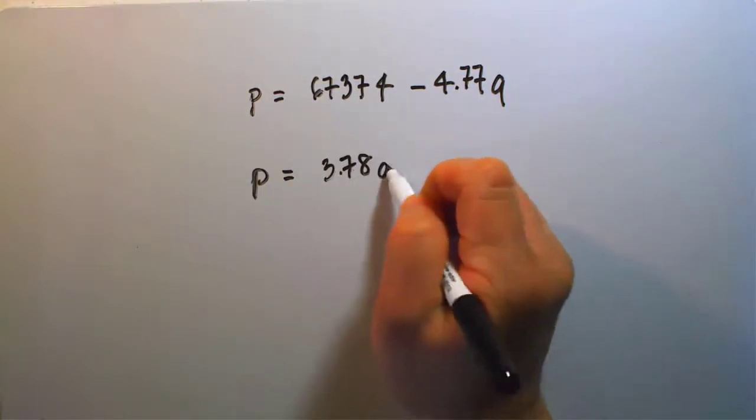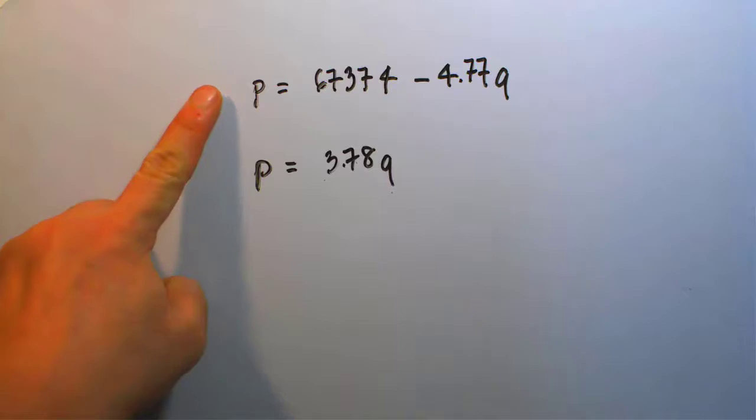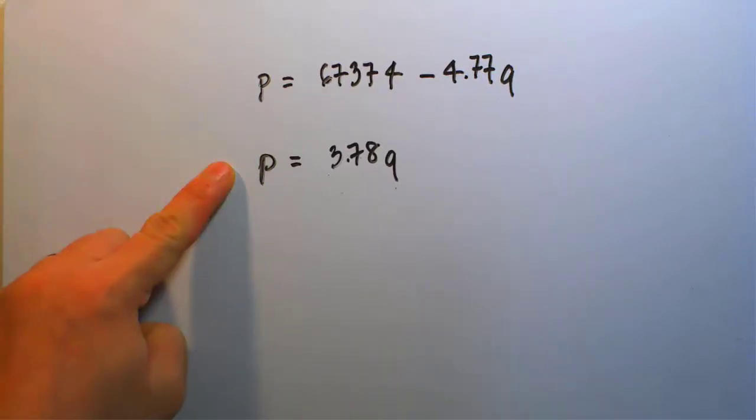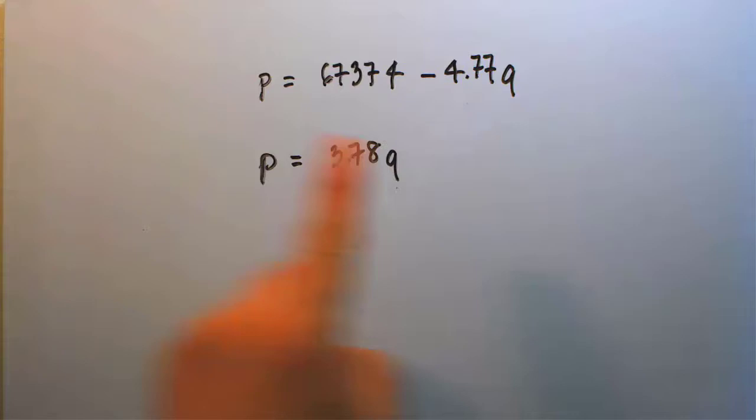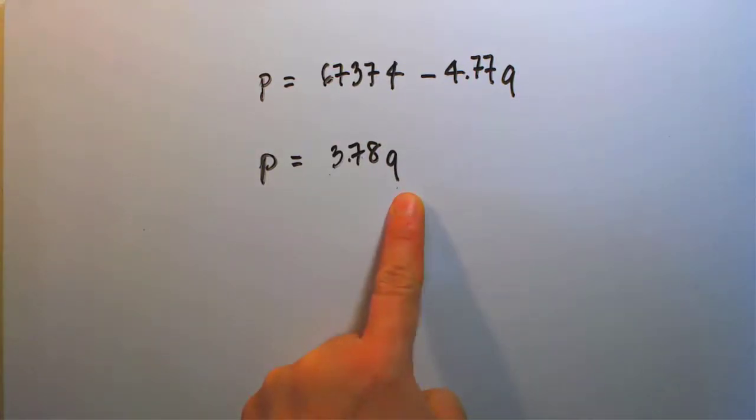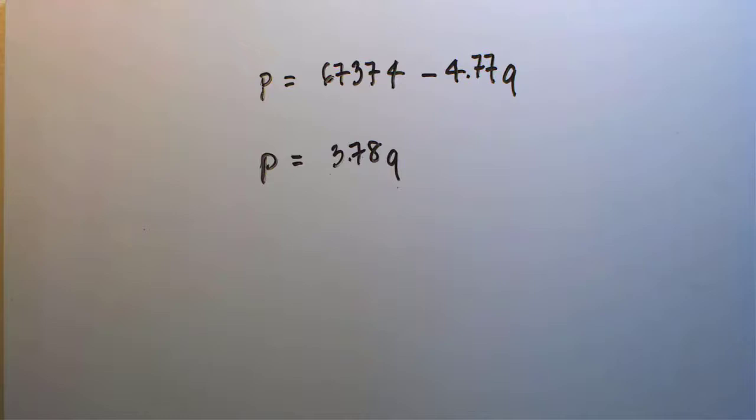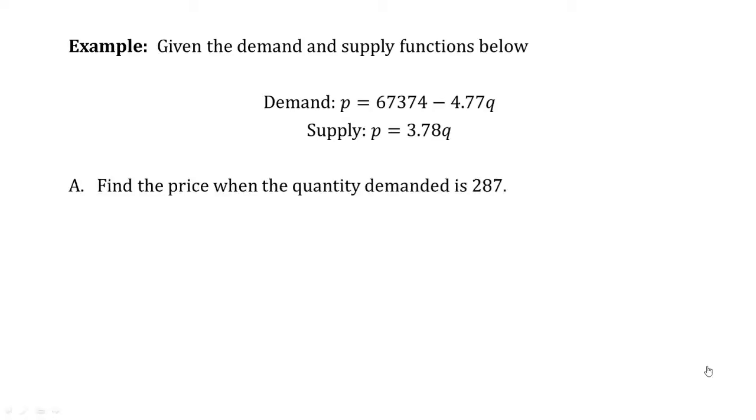3.78 Q cubed. And so clearly speaking, demand and supply here are both functions. P is price as a function of the variable Q here. So quantity, a lot of time in the market, quantity is what determines the price from both sides, from both parties. Now coming to our first question regarding this demand and supply problem, we would like to find a price when the quantity demanded is 287 units.